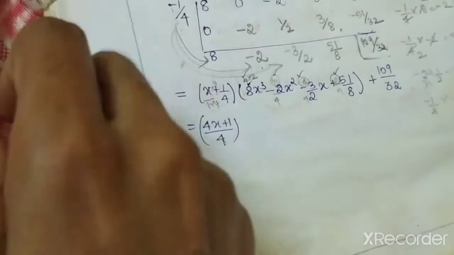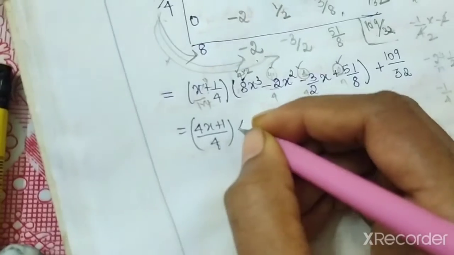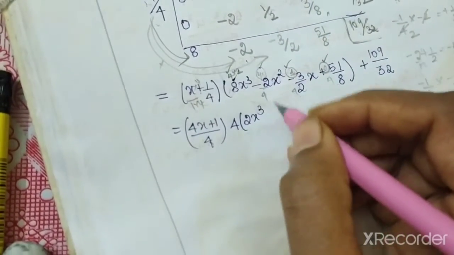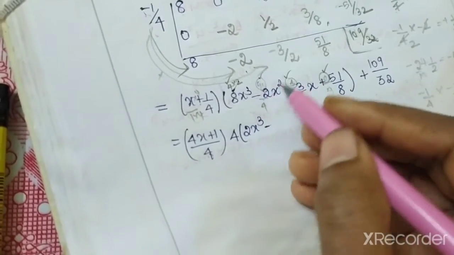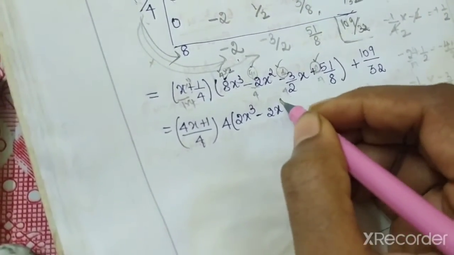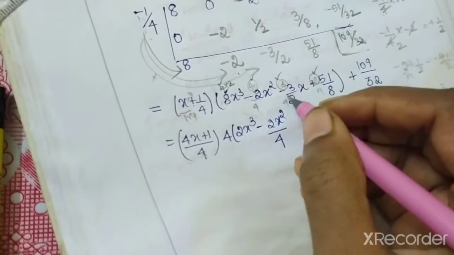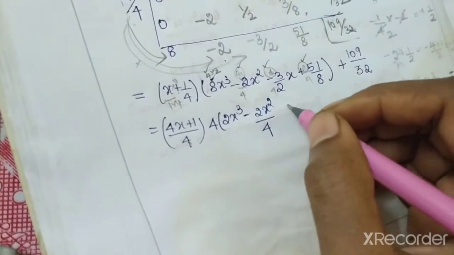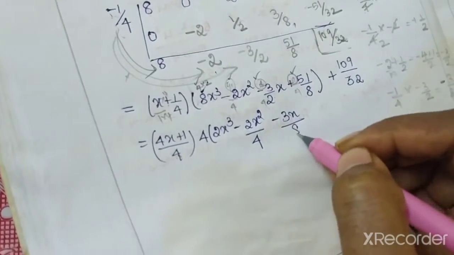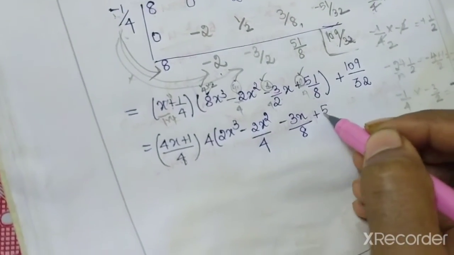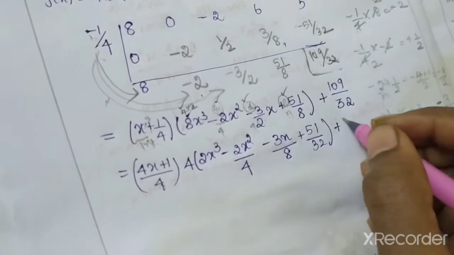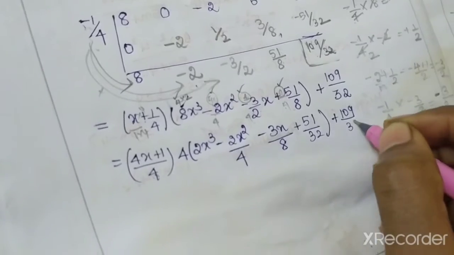So what I am having, so I am taking 1 4 as common. So balance is 2x cube minus, this 4 goes out, but your denominator 4 is as it is. So 2x square by 4. In this place 1 4 goes out, denominator 4 is 3x by 4 twos are 8 plus 51 by 4 eights are 32. So plus 109 by 32.